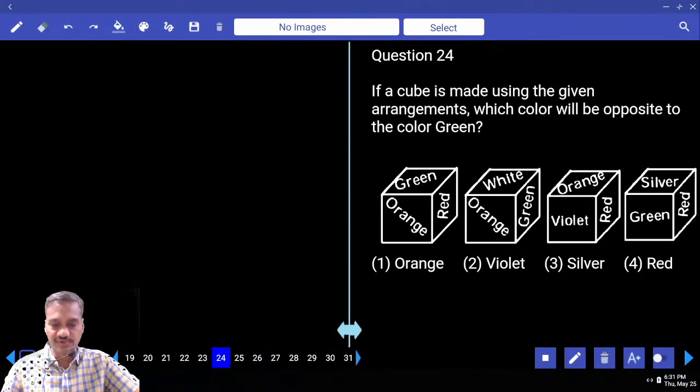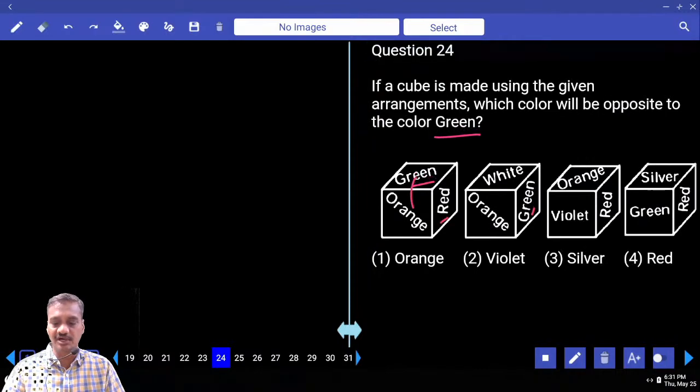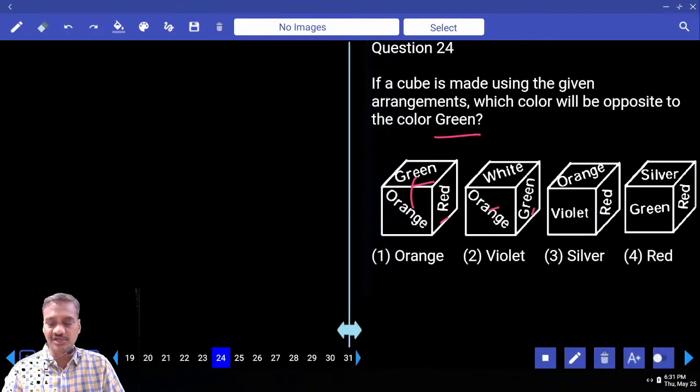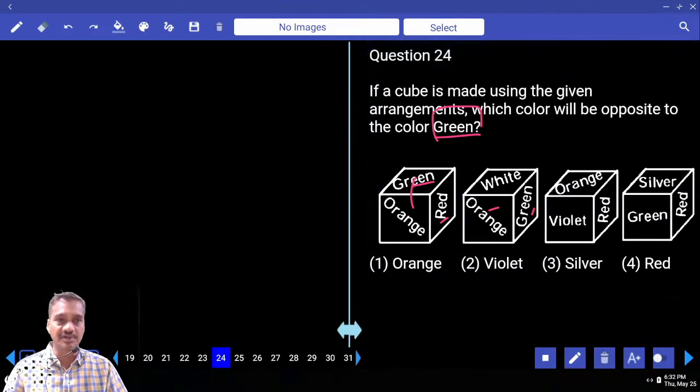Question number 24. Now we need to find out the color that is opposite to green. Now green is common here, green is common here. White, orange. Orange is also common. From these two, what we can derive is that red and orange are opposite to each other. That's the only thing we are able to derive. But here the question is green, isn't it? Hence 1 and 2 cannot be used.